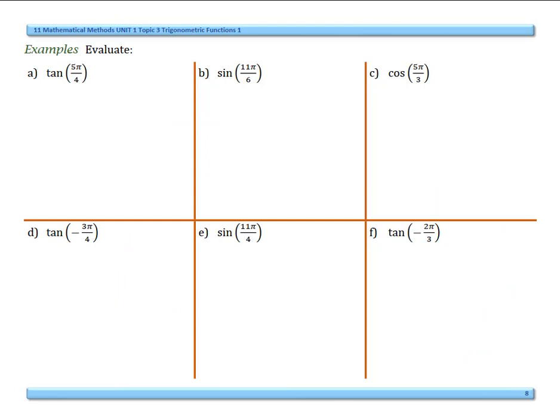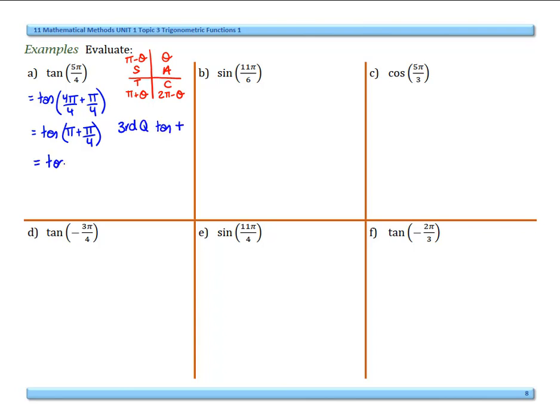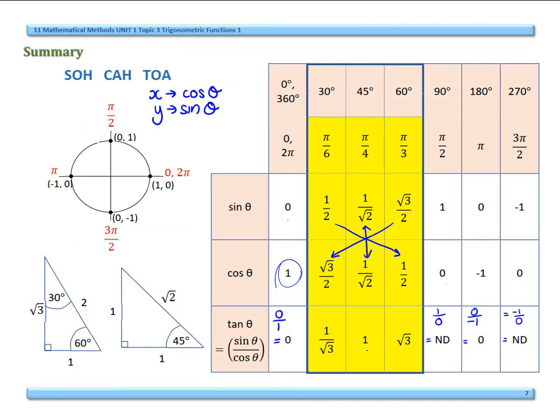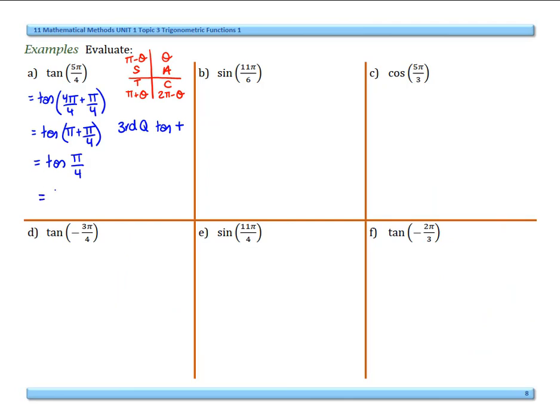Now, how could we use these exact values? If we have tan of 5 pi on 4, that is equal to tan of 4 pi on 4 plus pi on 4, so that is tan of pi plus pi on 4. Remembering from the unit circle video that we have theta, pi minus theta, pi plus theta, 2 pi minus theta, and the ASTC rule. For pi plus theta, I'm in the third quadrant where tan is positive. So I can rewrite that in terms of my first quadrant reference angle as tan of pi on 4. Going back to the table, tan of pi on 4 is 1. So our answer is 1.